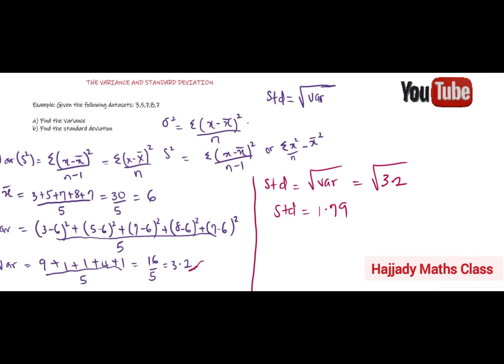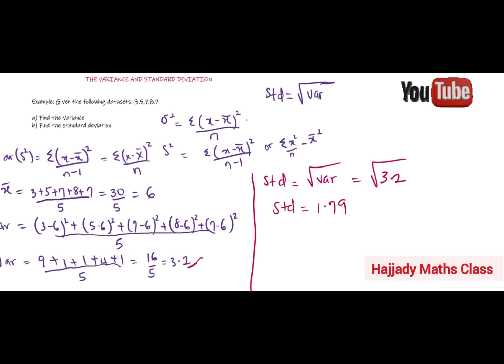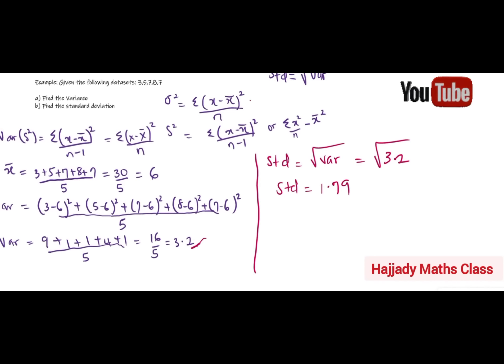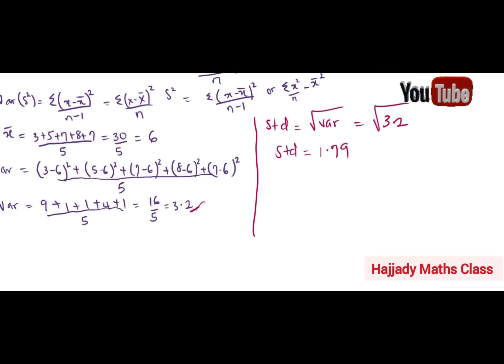Using the second method, which has been given to us here to calculate, we are going to make use of this second formula to calculate our variance. So here we have our variance equals summation x squared over n minus x bar squared. We want to check if we are going to get the same answer. So here we need to know our summation x squared first.